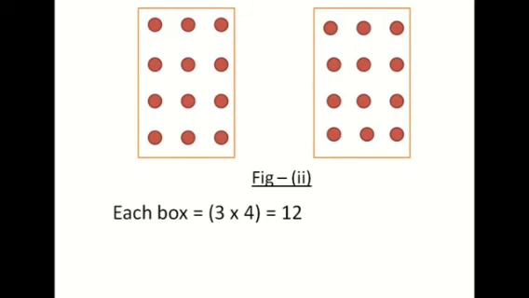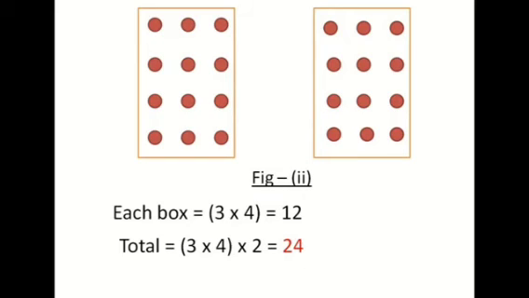Now find out the total. How many boxes are there? 2 boxes. Okay. So the total will be how much? 3 into 4 multiplied by 2. So 3 into 4 gives you 12. 12 into 2 gives you 24.